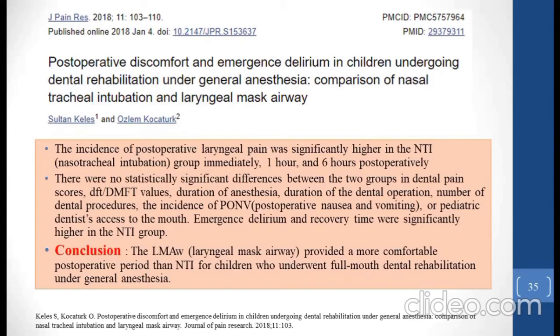There was no statistically significant difference between the two groups in the dental pain score, DFT and DMFT values, duration of anesthesia, duration of dental operation, number of dental procedures, the incidence of PONV, that is post-operative nausea and vomiting, or pediatric dentist assessment of the mouth. Emergence delirium and recovery time were significantly higher in the nasotracheal intubation group. So they concluded that the laryngeal mask airway provided a more comfortable post-operative period than NTI for the children who underwent full mouth dental rehabilitation under general anesthesia.